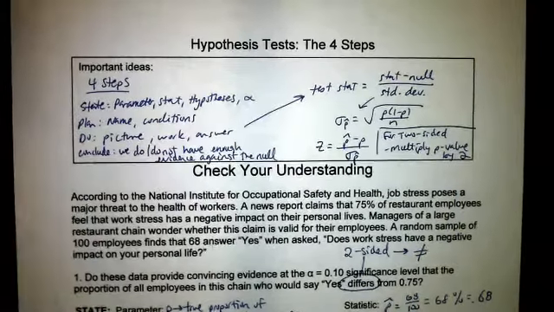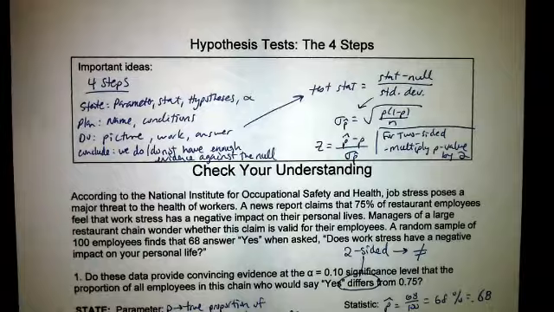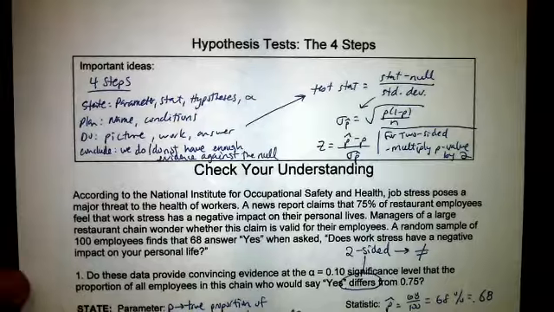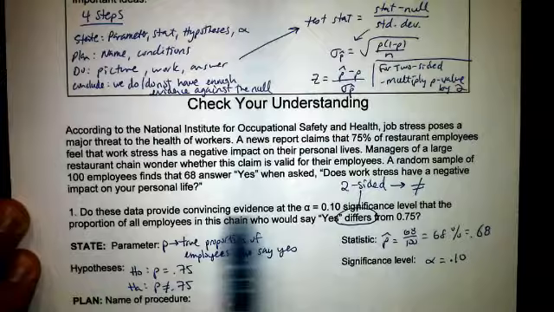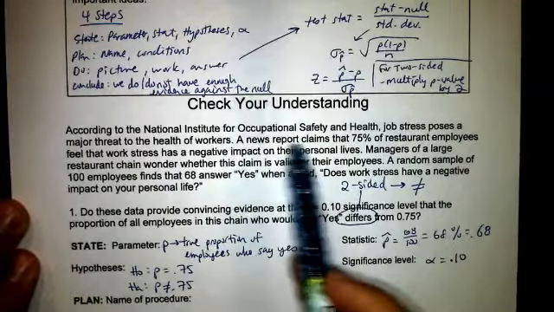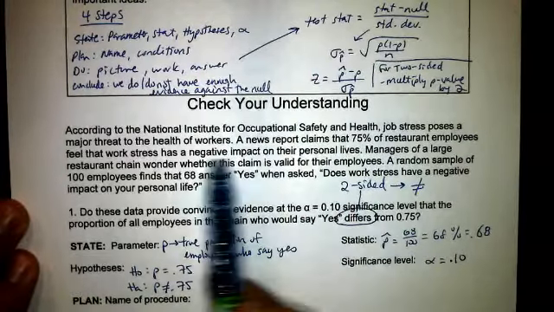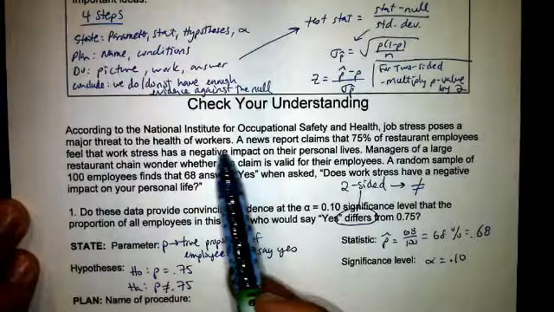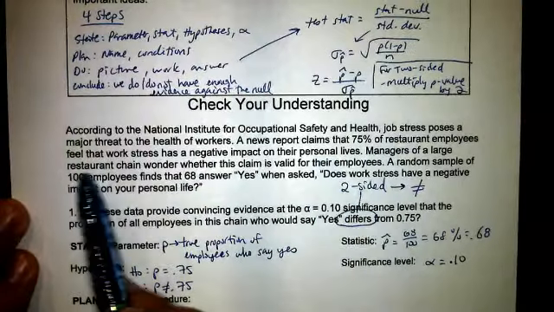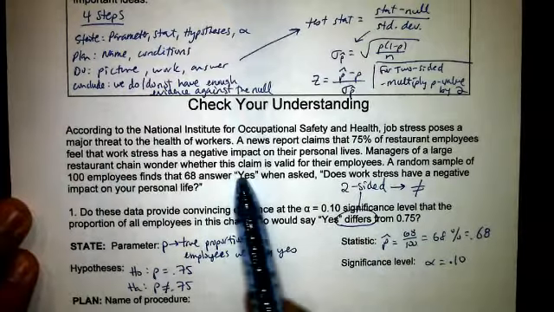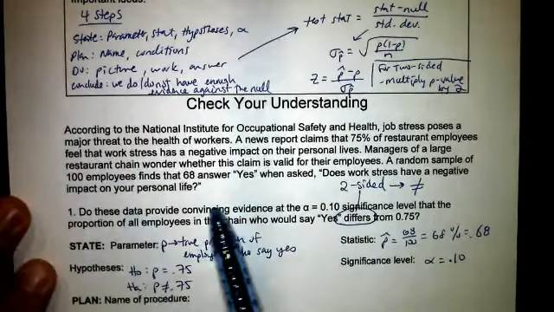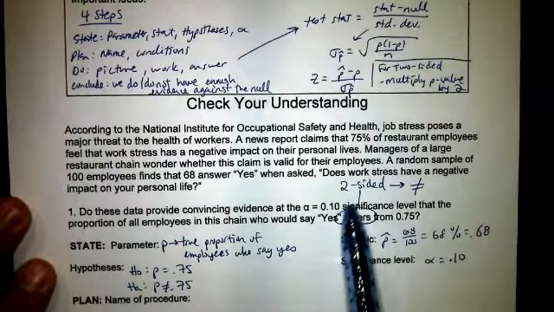So I want you to read through the check for your understanding. I just did the first part, the stating, here for us. A news report claims 75% of restaurant employees feel that work stress has a negative impact on their personal lives. A manager asked 100 employees and found that 68 said yes. Does this data provide convincing evidence at the significance level of 10% that the proportion of all employees who would say yes differs from 0.75?